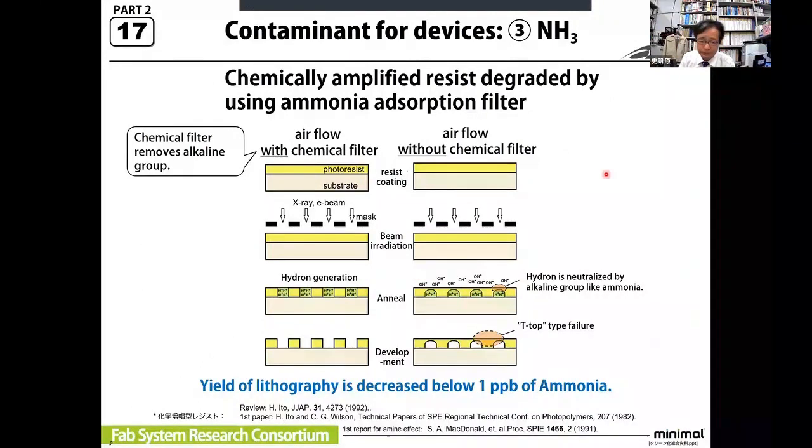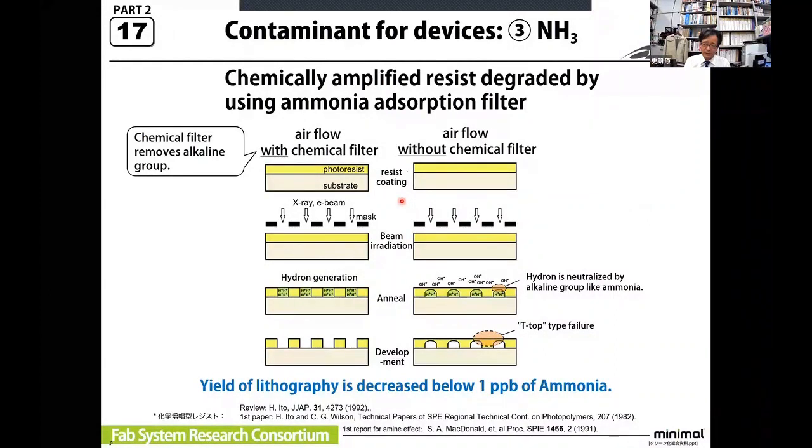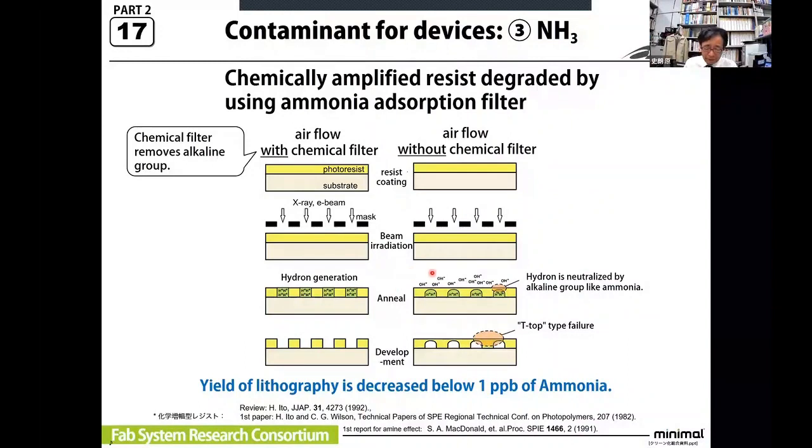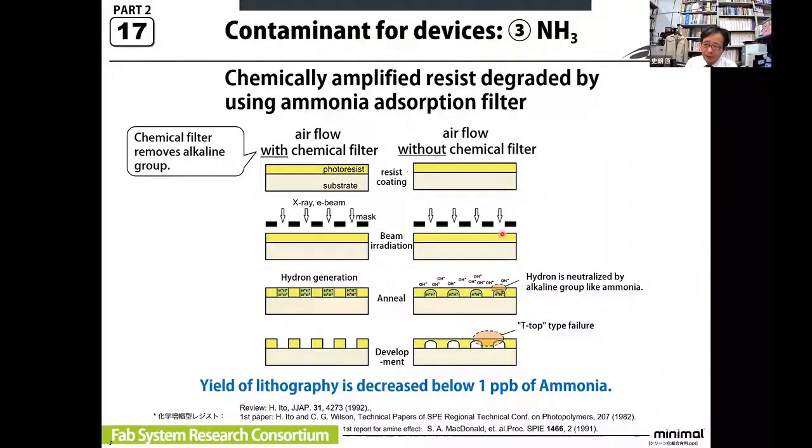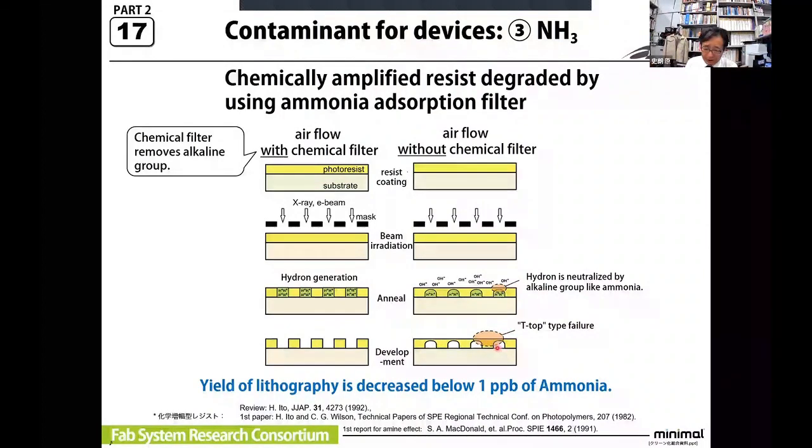And the third one is ammonia. People often use chemically amplified resist nowadays. So this kind of complicated chemically amplified resist is very weak to ammonia or amine groups, etc. So if you have a very small amount of ammonia species in your air, the lithography will fail because of the ammonia. So the yield of lithography is decreased below 1 ppb of ammonia. This is a well-known one.